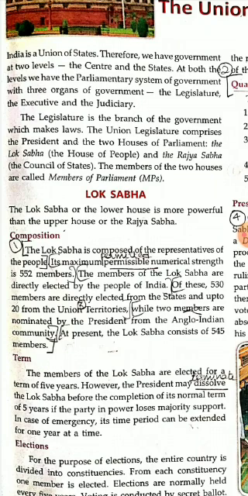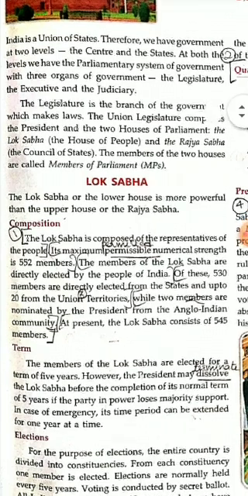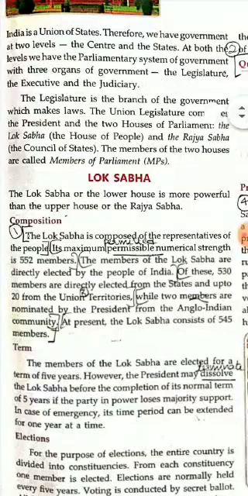Now we'll move on to Lok Sabha. We'll learn about Lok Sabha in detail. The Lok Sabha or the lower house is more powerful than the upper house or the Rajya Sabha. So the Lok Sabha, the lower house, is more powerful when compared to the Rajya Sabha, the upper house. The Lok Sabha is the lower house and the Rajya Sabha is the upper house, but the lower house, that is the Lok Sabha, is more powerful when compared to the Rajya Sabha.